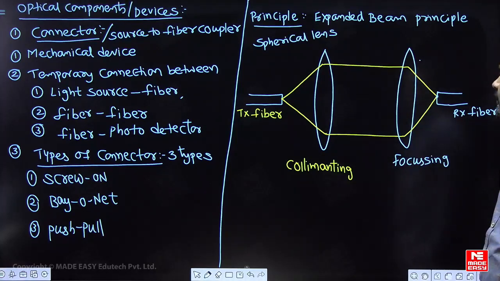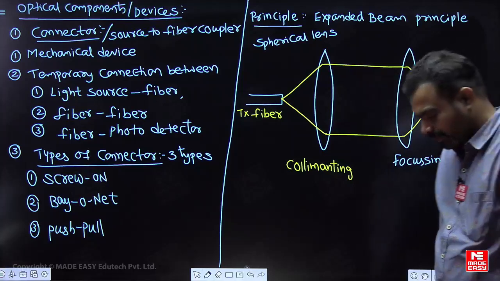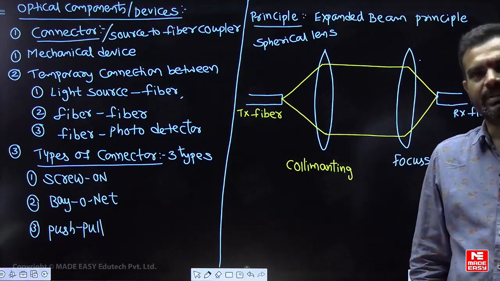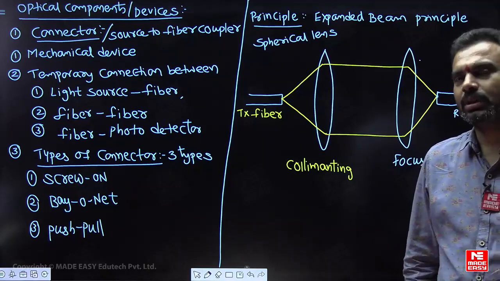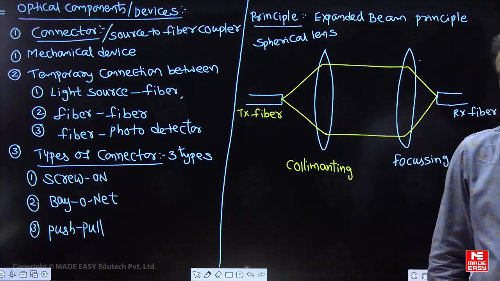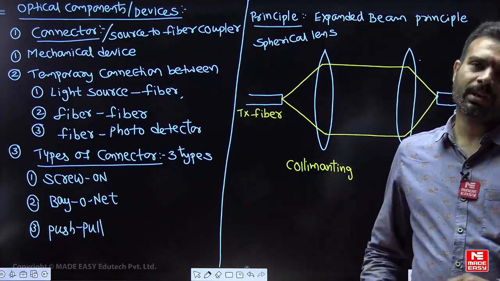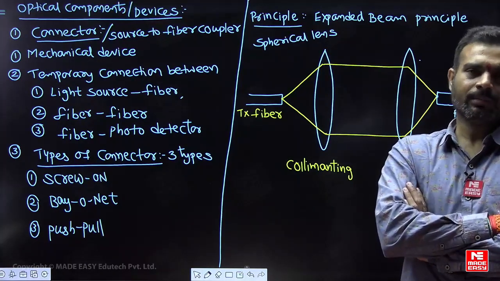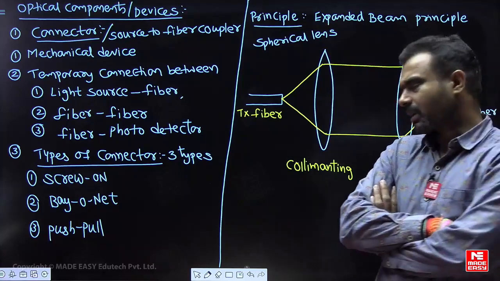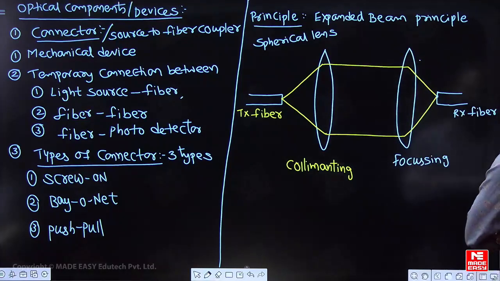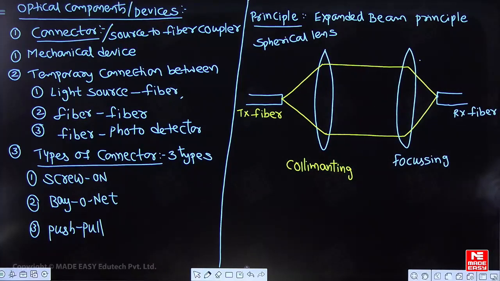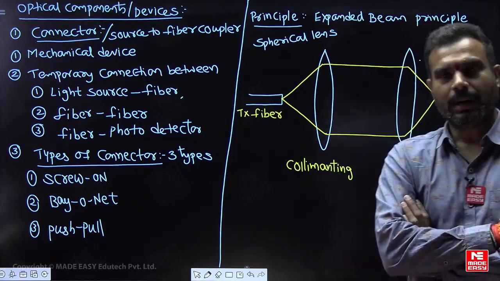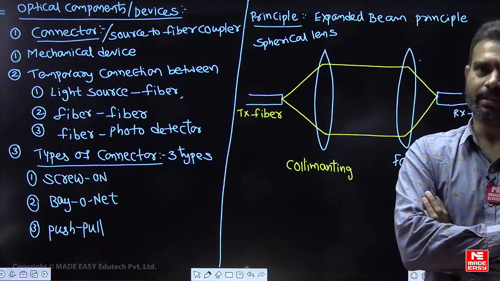Spherical lenses perform 2 operations, collimating at the transmitting side and focusing at the receiving side. If you see about the point, the spherical lenses will always be making your beams parallel, and those parallel beams are placed on the receiving fiber we are having, and focusing on the receiving fiber we have. By using the expanded beam principle, I am talking about the second point.